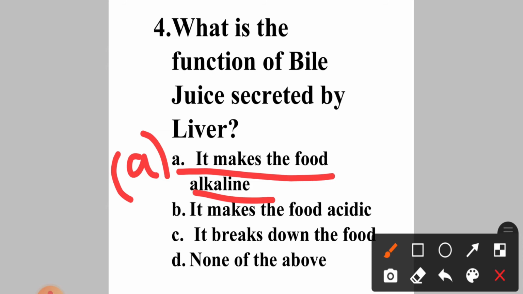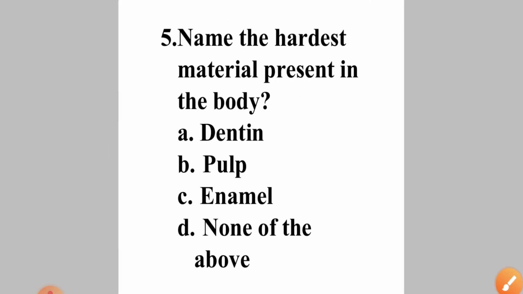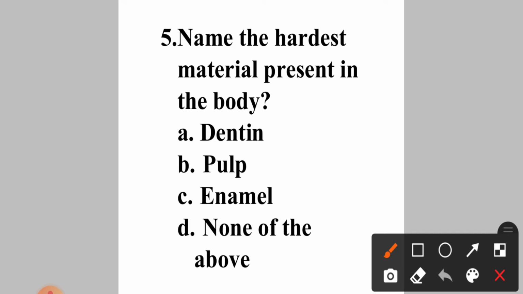Now come to question number 5. Name the hardest material present in the body. Option A, dentine, B, pulp, C, enamel, D, none of the above. इसका आंसर हो जाएगा हमारा ऑप्शन सी, that is enamel. Enamel is the tissue that encloses our teeth and helps us to chew, bite and tear the food.